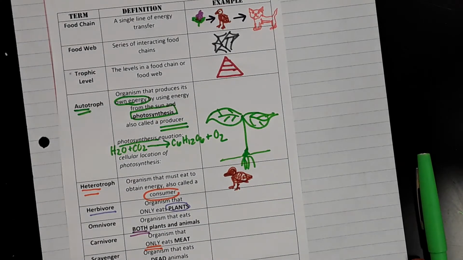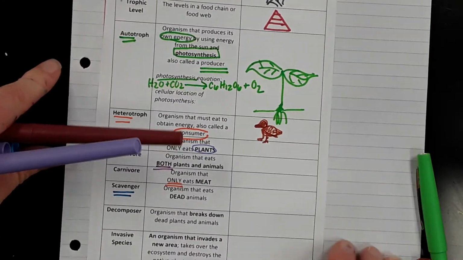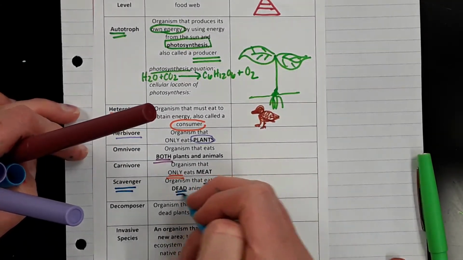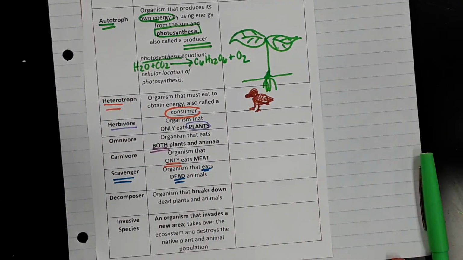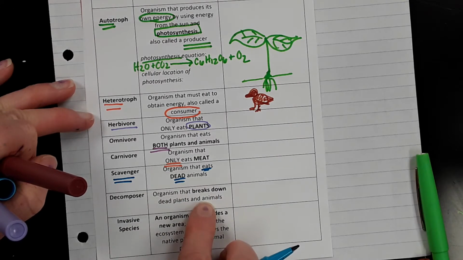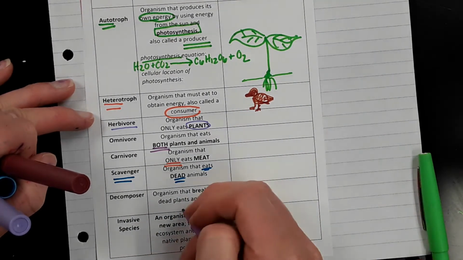Scavengers are going to eat organisms that are already dead and were killed by something else. So a scavenger doesn't make their own food. They don't kill their own food. They are going to eat dead animals that were killed by something else. Think of those turkey vultures. Decomposers are going to be things that break down the dead plants and animals. These are going to be things like bacteria and fungi.